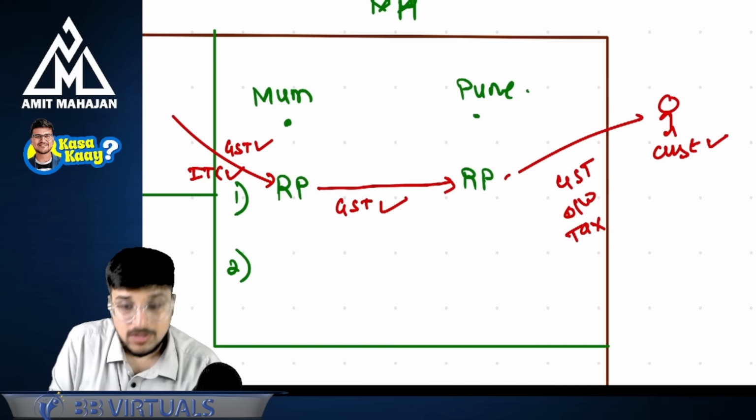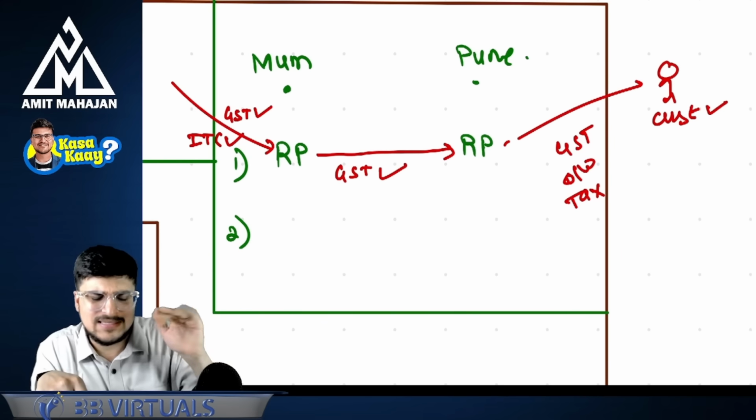Now come to the next point where, if you have not taken two separate registrations, and assuming that everything else remains the same, which means Mumbai office is taking the goods and it is getting transferred to Pune office, and Pune office is further selling it further.